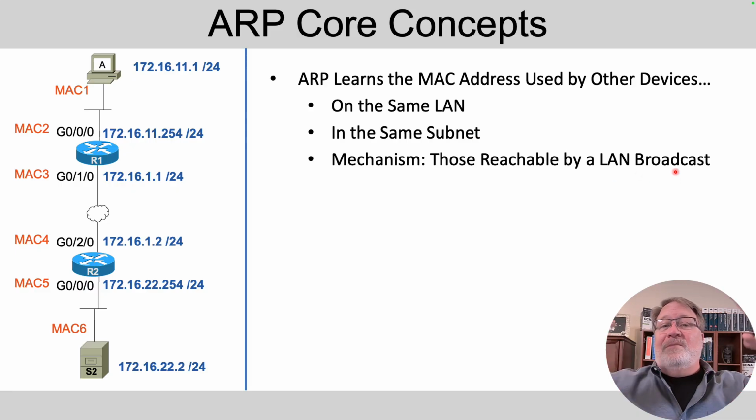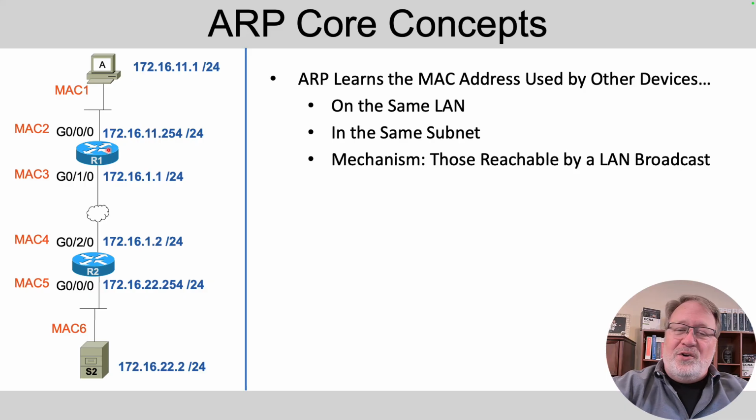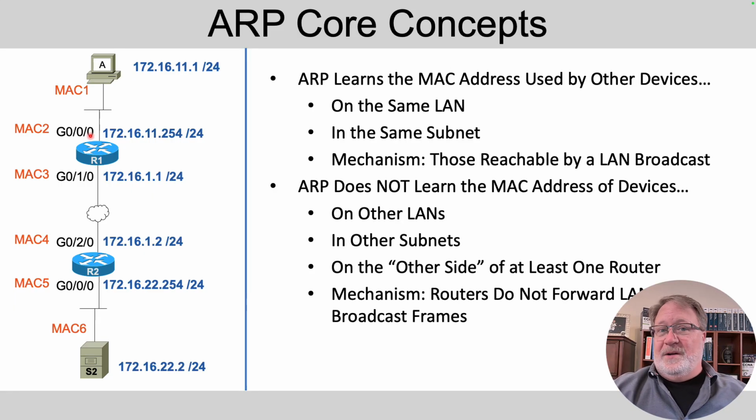For that frame to reach all the other devices, well, it's all the other devices in the LAN, and routers don't forward those ARP requests. So if A sends an ARP request, it gets to R1, and that's as far as it goes. All right, so if you apply that, and we will in the next few moments, you'll see where the messages go.